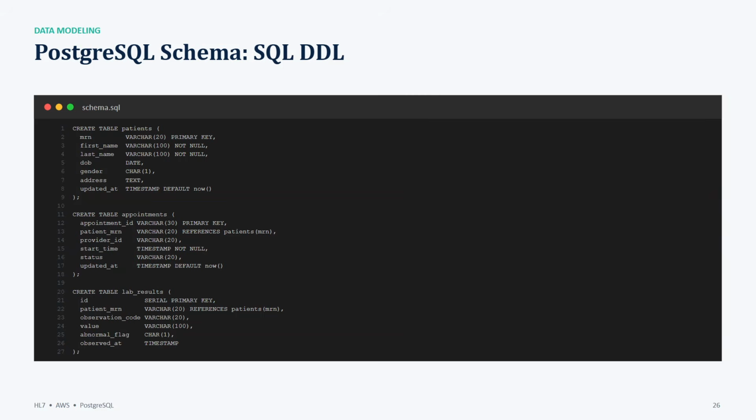Here is the actual DDL you would run to stand this up. Patients is the root table, MRN is the primary key, and appointments and lab results both carry a foreign key back to the patient. Nothing exotic here, on purpose. The right data types, sensible constraints, and clean foreign keys will take you a lot further than clever schema tricks. I'll link the full schema, including indexes, in the description below.